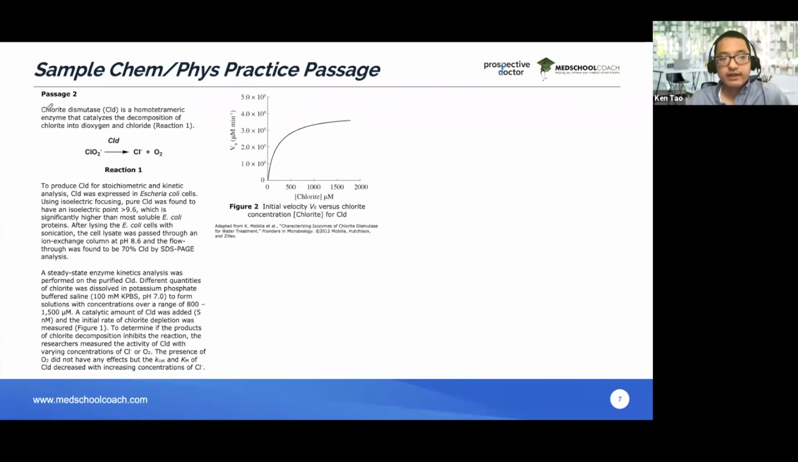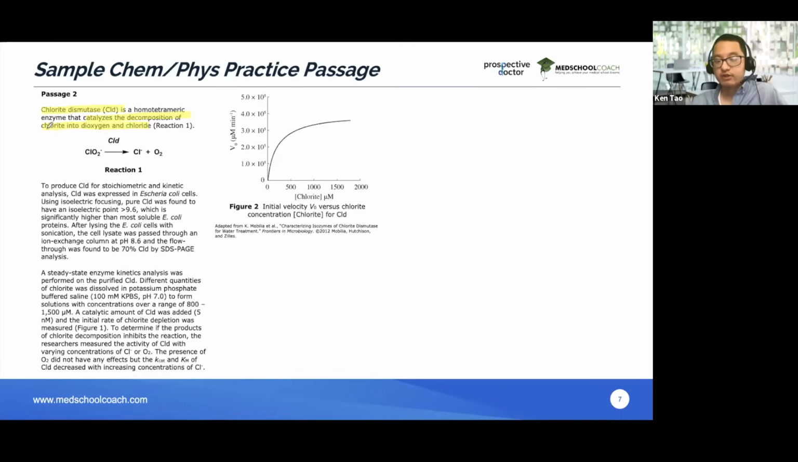So what I like to highlight is, first of all, chloride dismutase, and that it catalyzes the decomposition of chloride into dioxygen and chloride. The reason I'm highlighting this is because the vast majority of passages in the ChemPhys section will focus on one thing, right? That means it's going to test you on one enzyme, one compound, or one specific pathway. Since it's chloride dismutase and this is what they're starting off with, you already know that this is what the passage is going to be focusing on. They describe the reaction of chloride decomposing into dioxygen and chloride.